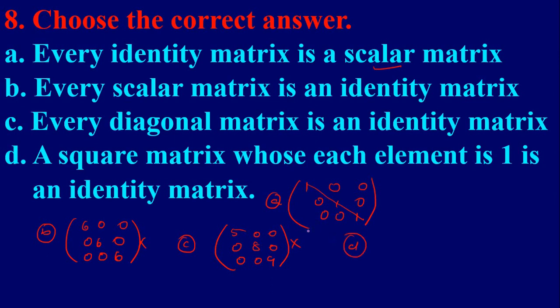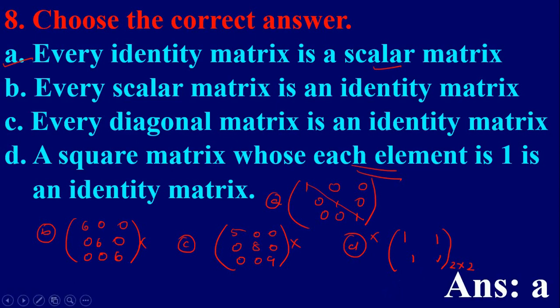So next we check option D. A square matrix whose each element is 1 is an identity matrix. So here one square matrix is given and each element is 1. So here we have 1 1, 1 1 like this. This is a 2 by 2 square matrix with all elements 1, so this is not an identity matrix. Identity matrix means other than diagonal elements should be 0. So option D is also wrong. So here only option A is correct. Therefore the answer is A, and all other statements are wrong.